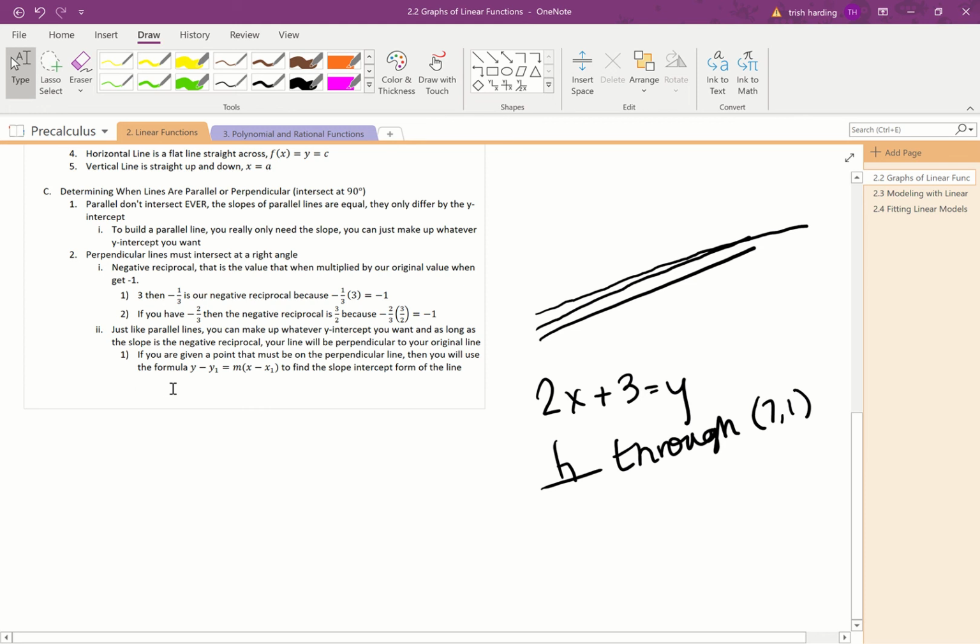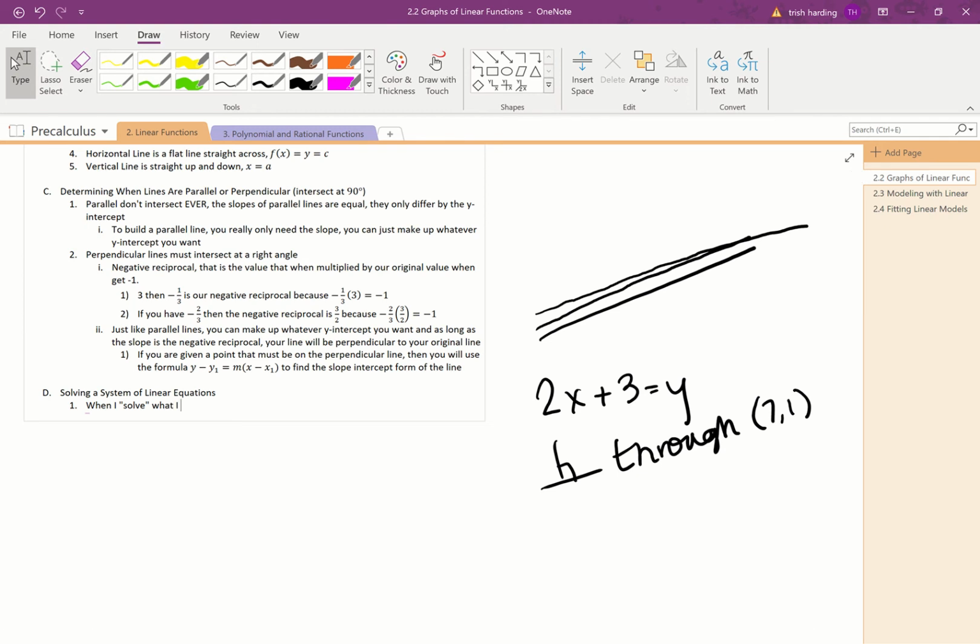Now, another thing we're going to talk about is solving a system of linear equations. So one thing to get out there on the table is when I say solve, what I really mean is find the point of intersection.